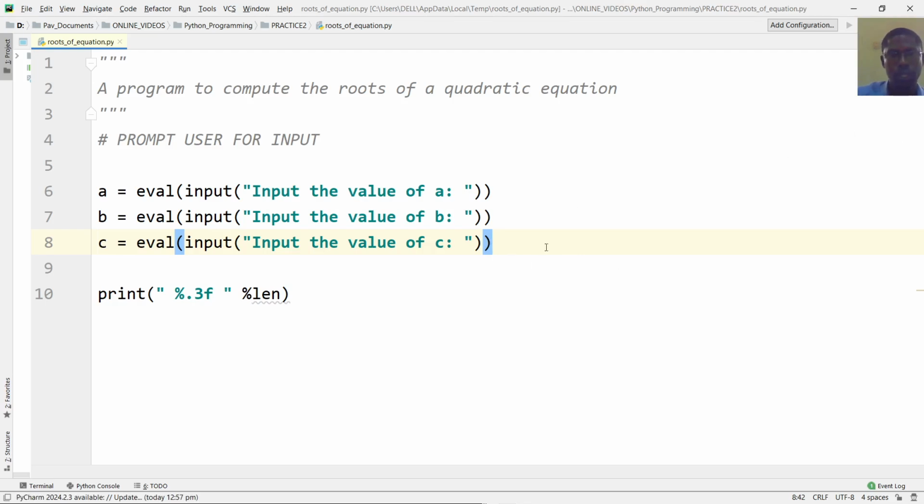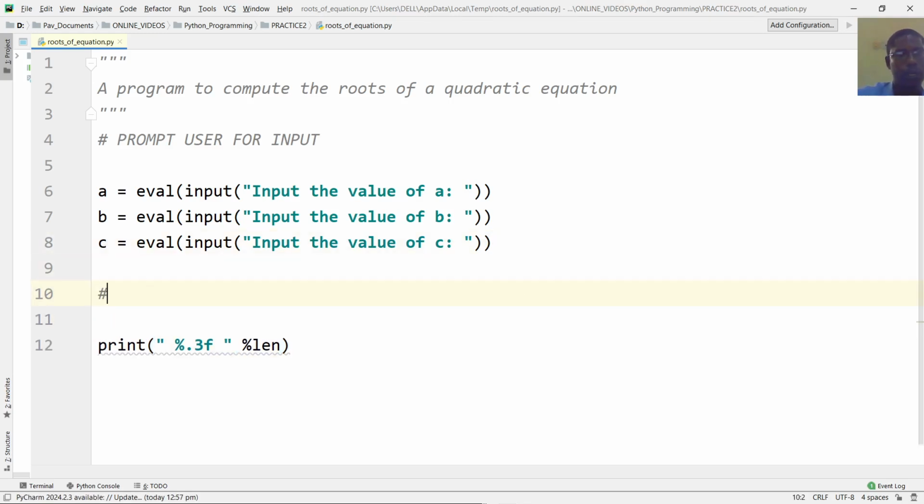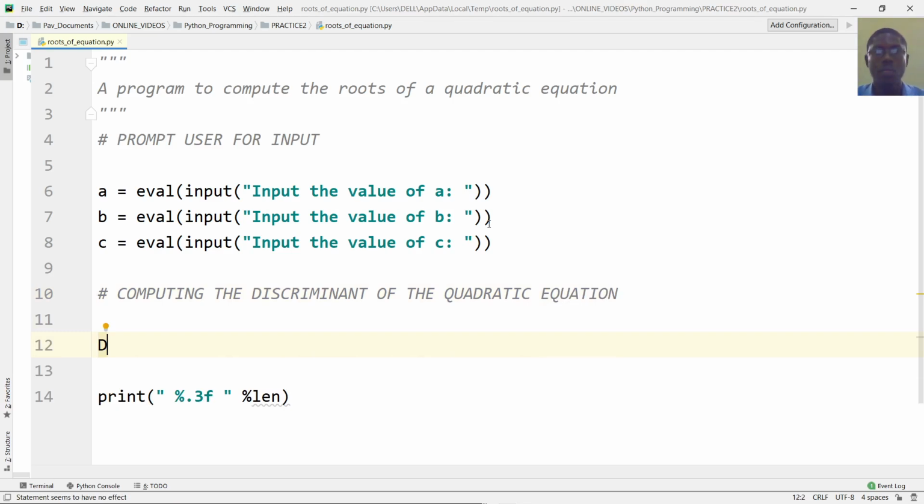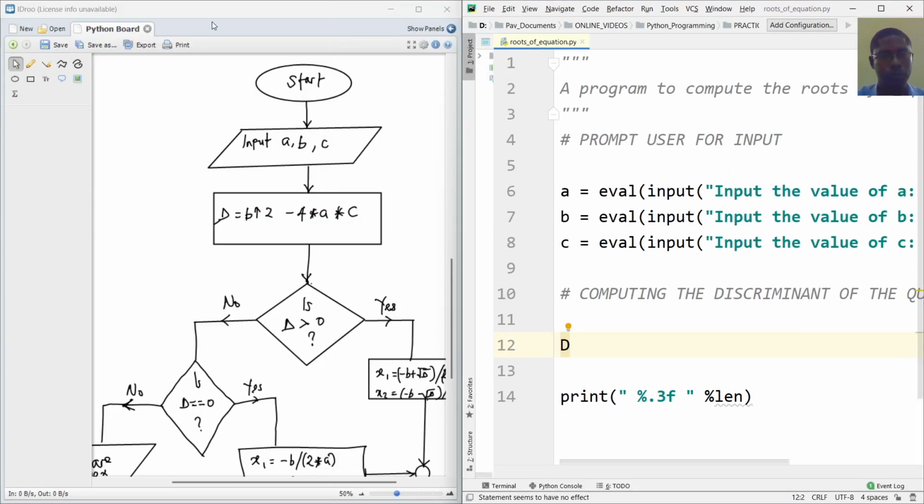We should be able to proceed with computing our discriminant, the discriminant of the quadratic equation. Of course, the discriminant, we use D. Very quickly, I just need to verify. Yeah, B squared. Good.